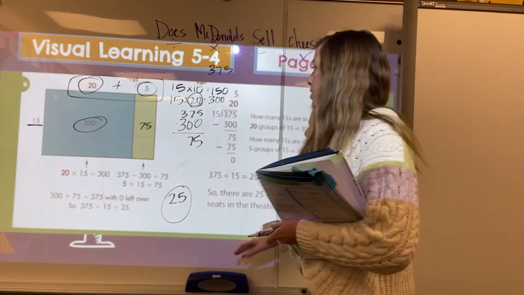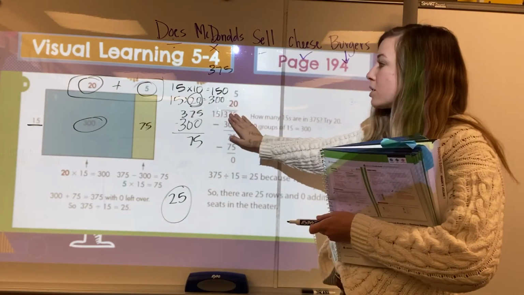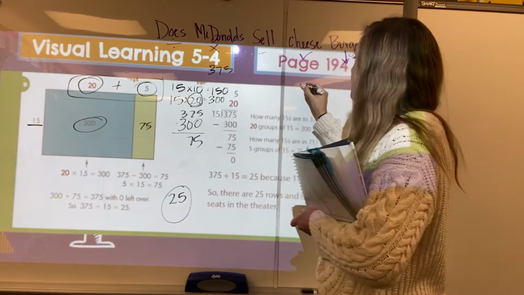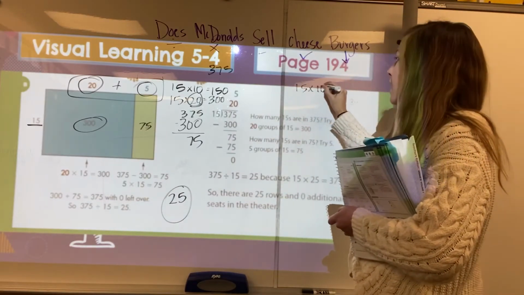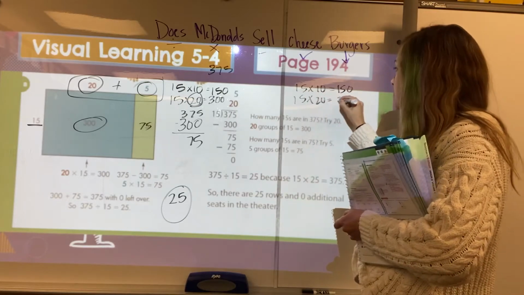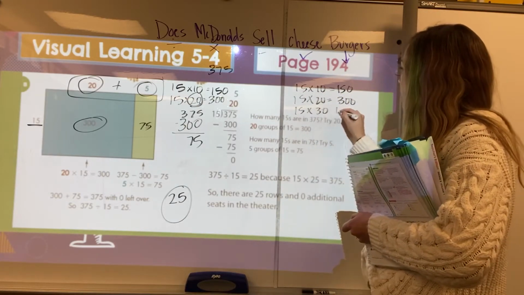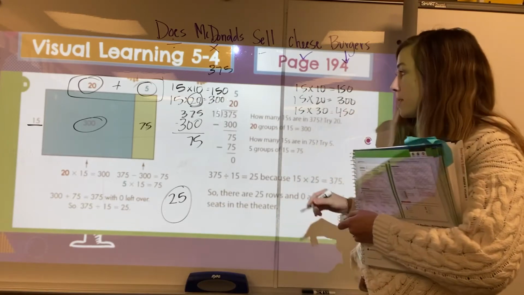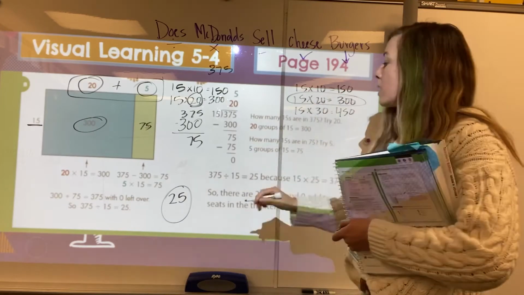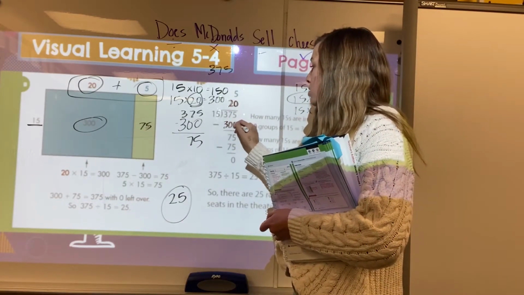Here's the other way that they're doing it. They're putting 15 into 375, and they put it in 20 times. So they did this little 15 times 10, that's 150. 15 times 20 is the 300. If they do 15 times 30, they would have 450, which would be too big, right? It's not gonna go in that many times. So they did 15 times 20 to get 300, and they put their 20 up here. And then they wrote in their 300, and they took it away.